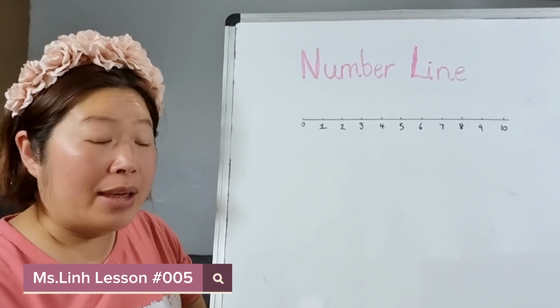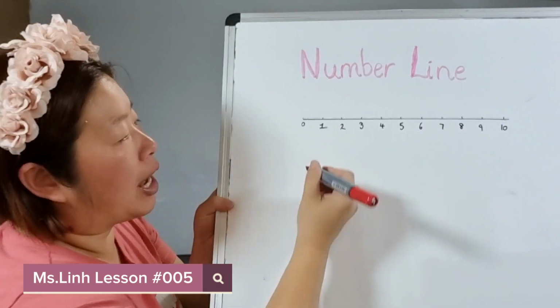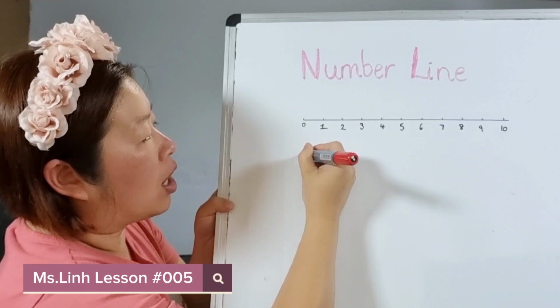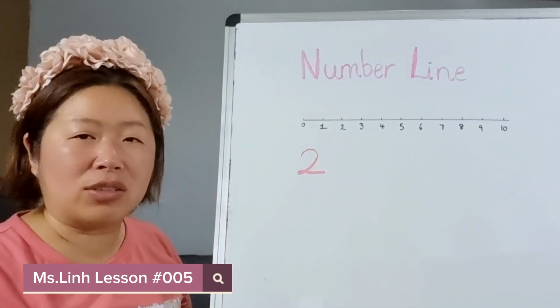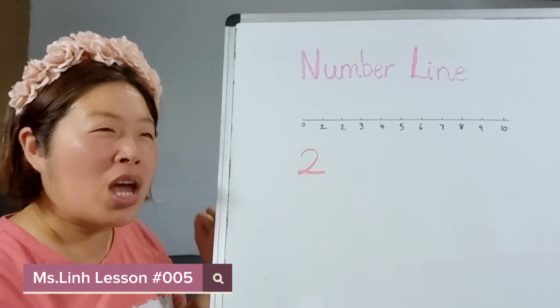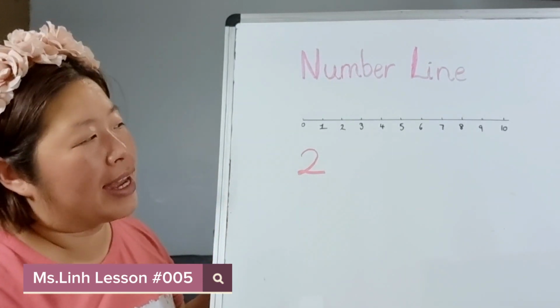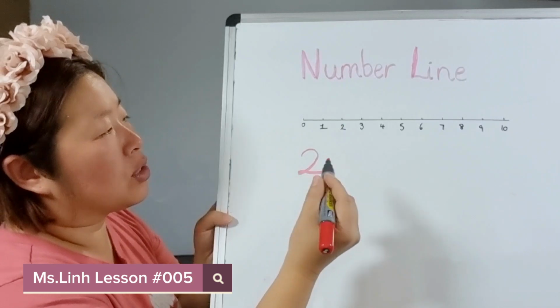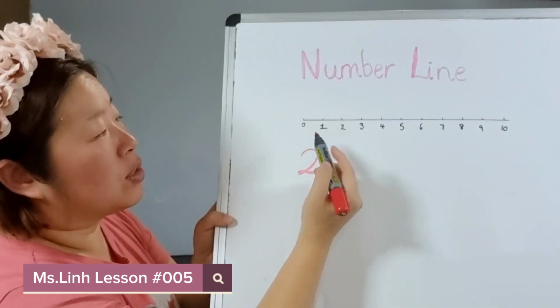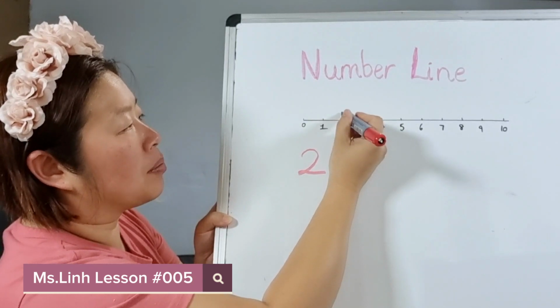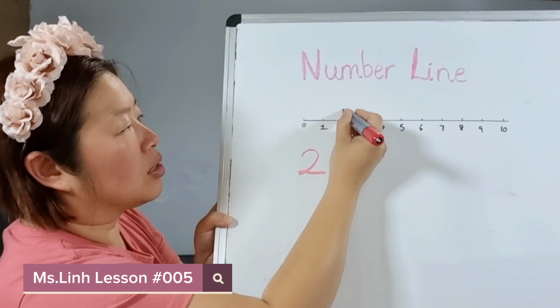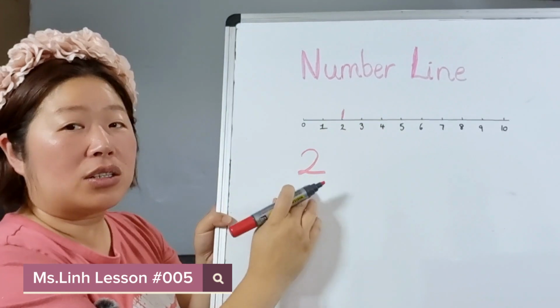Ooh, let me show you an example, okay? Let's say you got 2. Yeah, 2. So you don't have any counters with you. You don't have anything. You don't want to use your fingers today. So we start at 2. So you see number 2 on the line? Yeah, I'm going to put a mark here. It's 2, yeah? Because we start at 2.